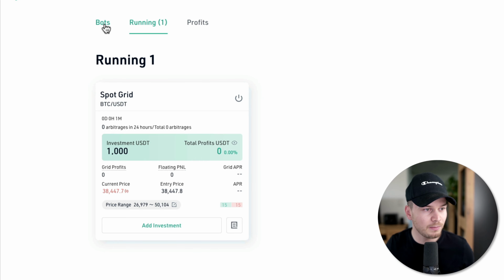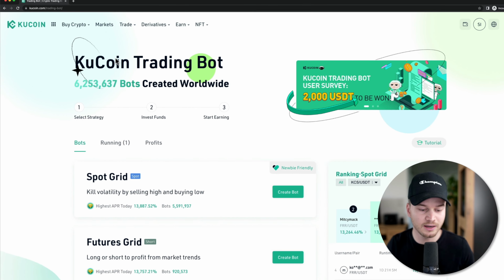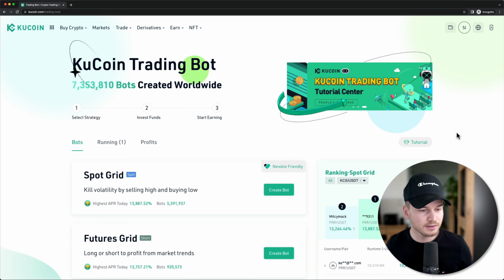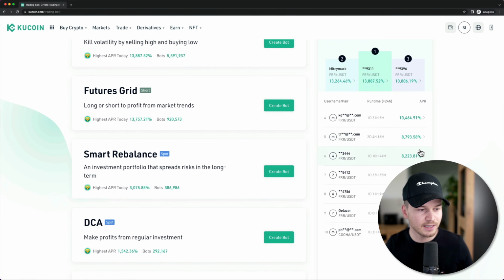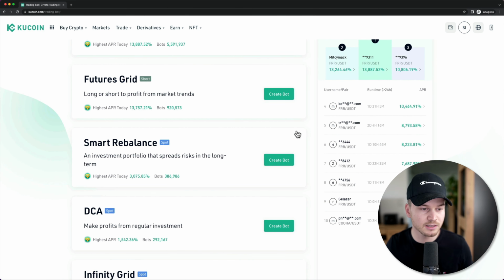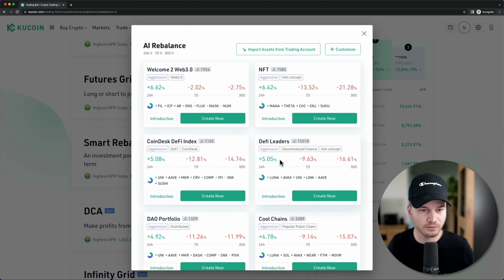So then let's go back to the other bots and just create another one. So this time, let's go ahead and create a smart rebalance bot. This is also really cool. So we're going to click on create bot right here.